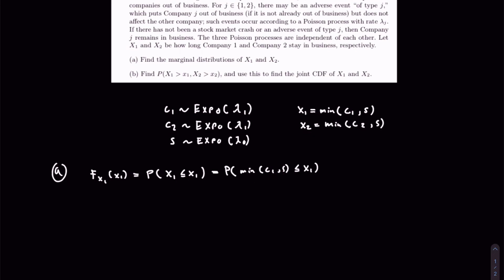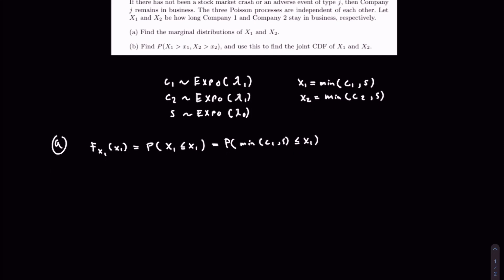So we can define the CDF of X1, like so. This is just the definition of the CDF, being the probability of X1 less than little x1, and that we just said was the same thing as the probability of the minimum of C1 and S being less than little x1. And then in order to get rid of this minimum, we can reverse the inequality and think about whenever C1 and S are larger than x1.